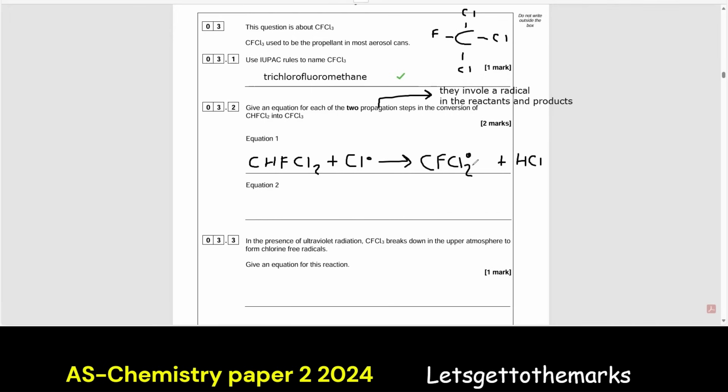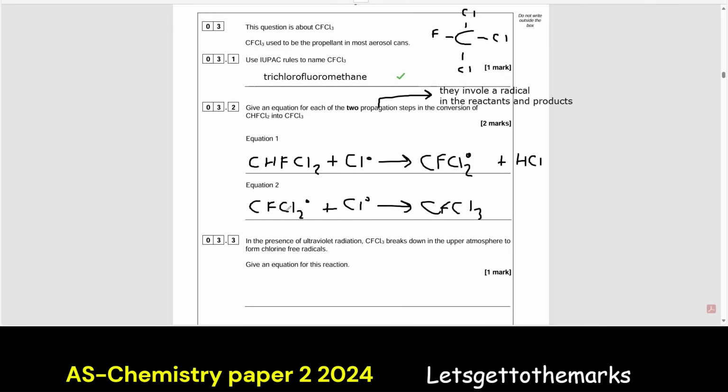Now what's going to happen? Well, we need to put this back into the mix, and it's going to be another propagation step. So this is going to be important. It's a propagation step, and of course, that means that what we need to have here is this. Now, you might be tempted to go, okay, all I need to do is smash another free radical in, and that's going to give me the product they wanted, which was that CFCl3. But that is not a propagation step.